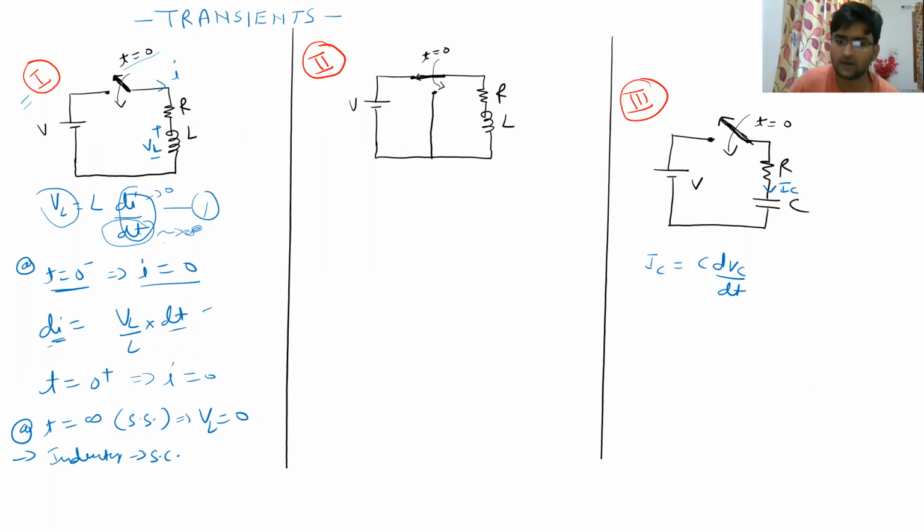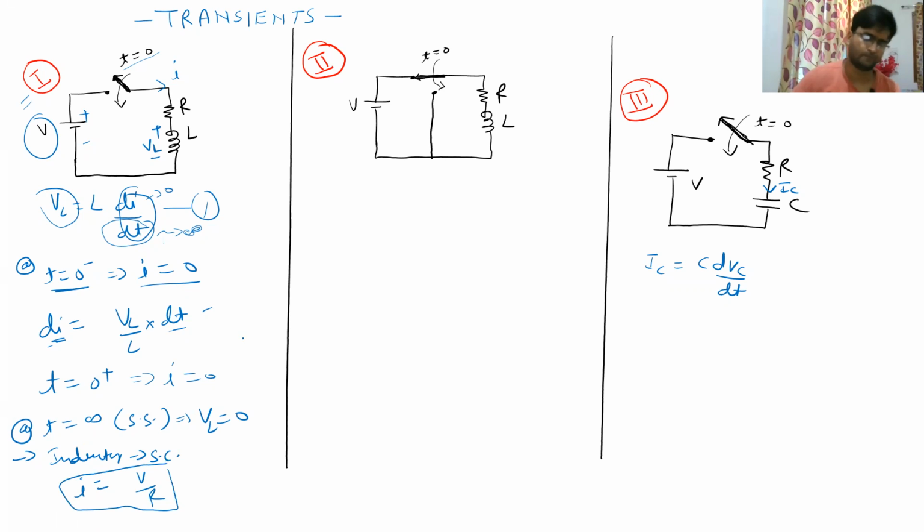What will be the value of current in this circuit when the inductor has been short circuited in the steady state? Since you can see this is a DC voltage source and the inductor has been short circuited in steady state, the amount of current I will be I equal to V divided by R. So it will be working as a simple resistive circuit after the steady state has been reached.